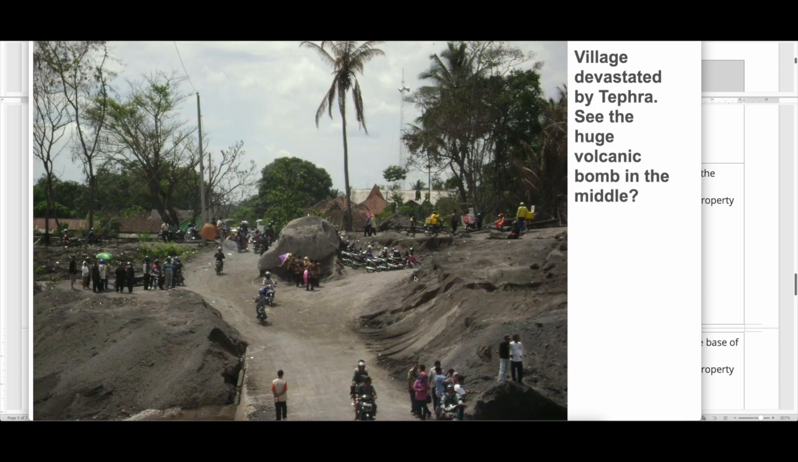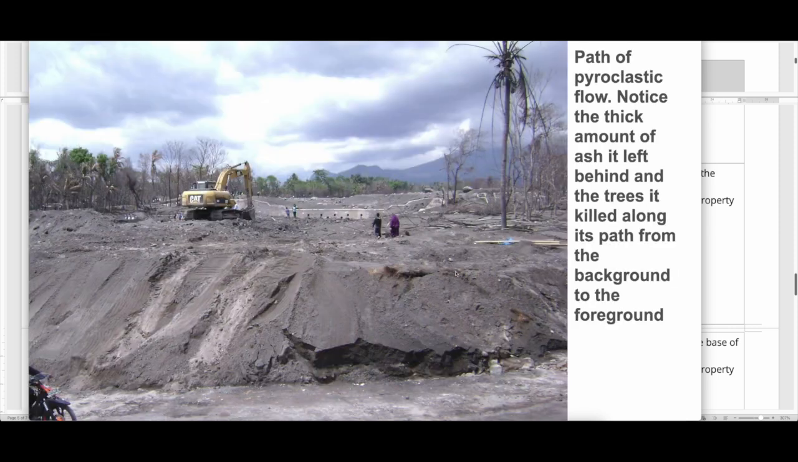Okay, this is a village that was hit by tephra. A lot of ash. You can see a lot of ash. I think they dug up a pathway. You can see this huge volcanic bomb that fell in the village. All right. See, there's so much ash. This was a path of pyroclastic flow. You can see all the trees being burnt by the pyroclastic flow. So you can see that it probably came down from Merapi here, down this area. So the pyroclastic flow didn't hit this tree, so it was spared.